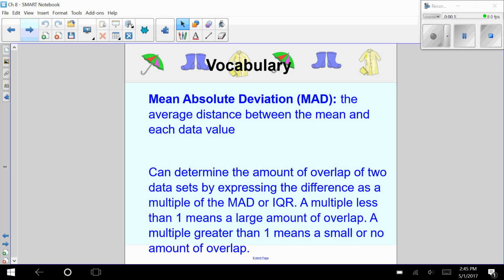Mean absolute deviation, or MAD, is the average distance between the mean and each data value. We can also determine the amount of overlap of two data sets by expressing the difference as a multiple of the MAD or the IQR. A multiple less than 1 means a large amount of overlap. A multiple greater than 1 means small or no overlap.